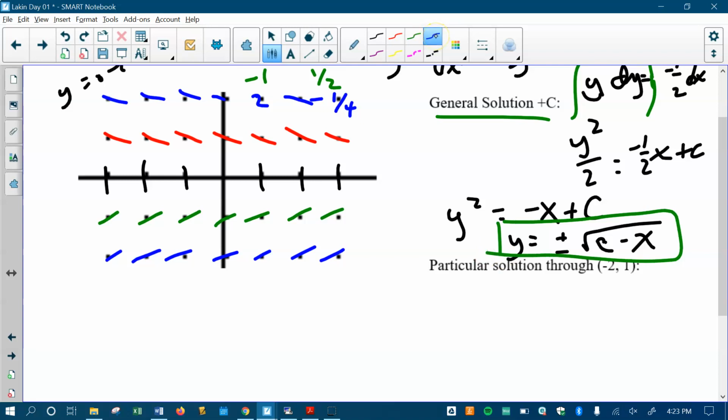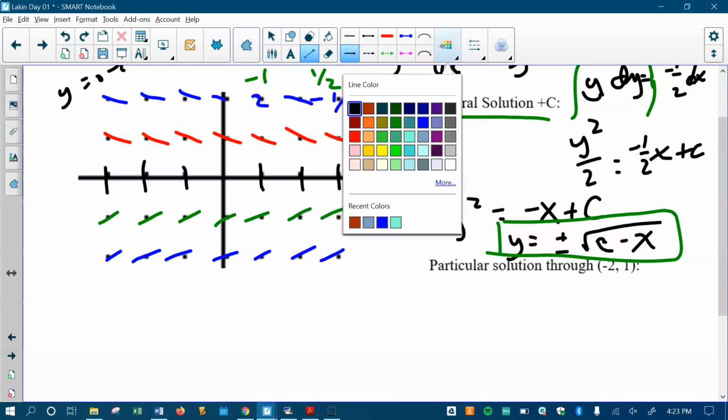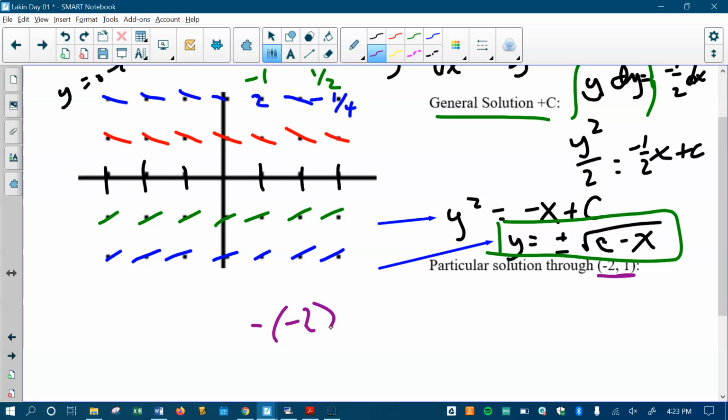It doesn't matter which equation you want to use for the particular solution, in the sense that either one of these two would be fine to plug in x and y to get c. But what I'm going to do right now is plug in negative 2 and 1 to solve for c, where x is negative 2. So I have negative x, which is negative of negative 2, I'm choosing the first equation, plus c equals 1 squared. That's going to be 1 is equal to 2 plus c, which means c is equal to negative 1.